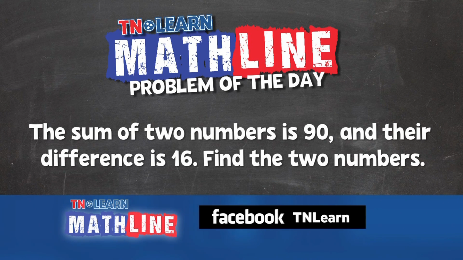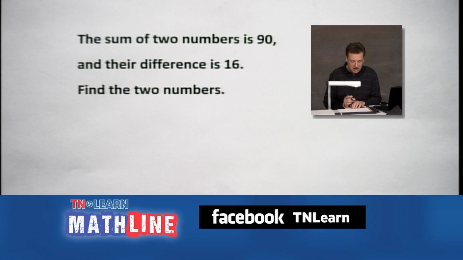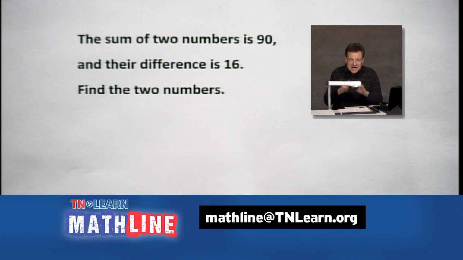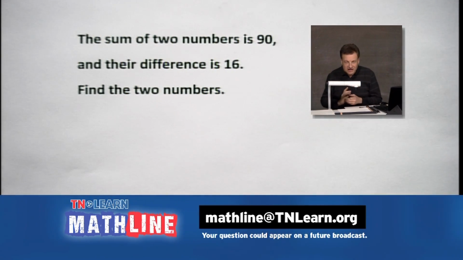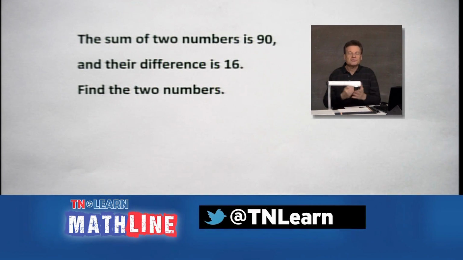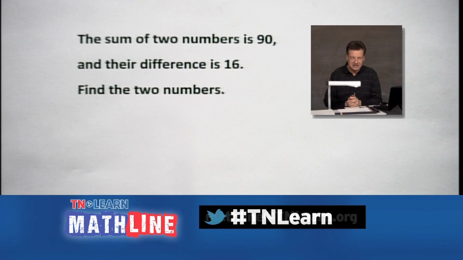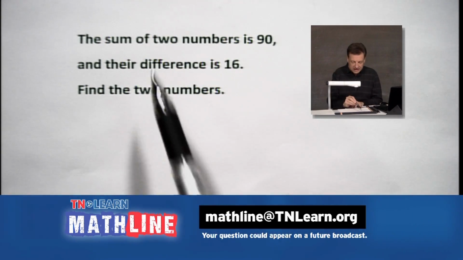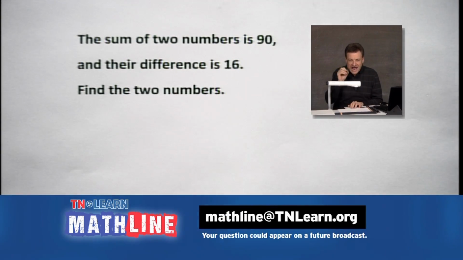All right, so let's talk about this problem a little. First of all, there are many numbers that will add up to 90. There are so many numbers that will add up to 90. And there are also infinite combinations that will subtract and give me 16. But only one will do the 90 and the 16 simultaneously, at the same time.